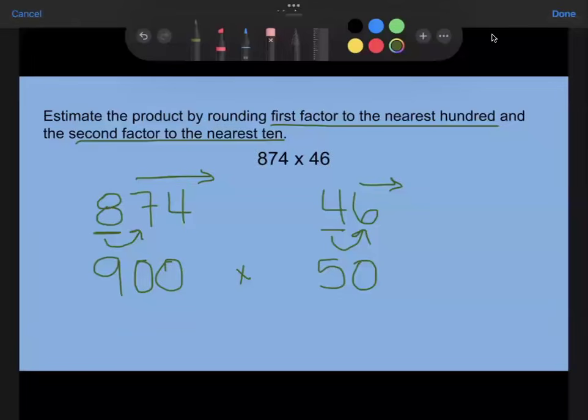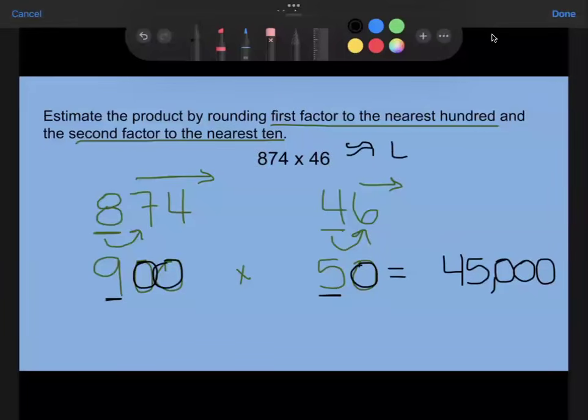To multiply these together to finish getting the estimation, I'm going to focus on the digits that are not 0. That would be 9 and 5. 9 times 5 is 45. Then I need to add all those zeros from the problem to the end of the 45. So that'd be 1, 2, 3 zeros. So my estimation of 874 times 46 is about 45,000 right there.